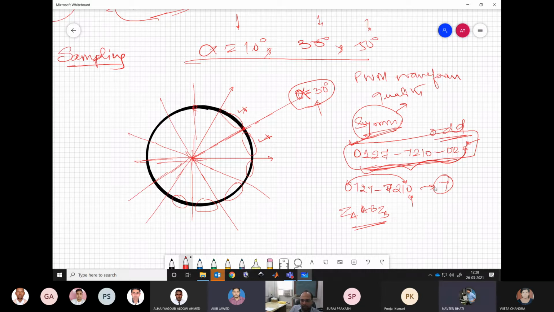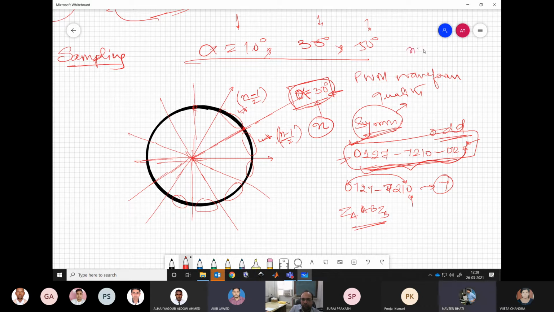Obviously, when the number is odd, if you keep one sample at the middle of the sector, then on the other two halves you can have an equal number of samples. Let's say if there are n samples, then one at the middle and (n minus 1) by 2 on this half and (n minus 1) by 2 on this half. Is this clear?